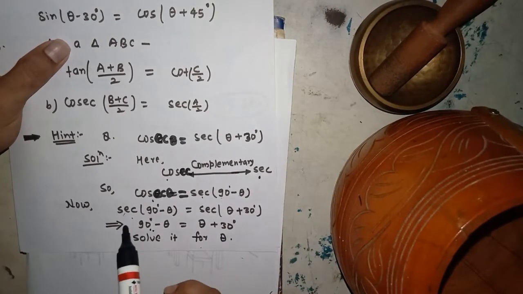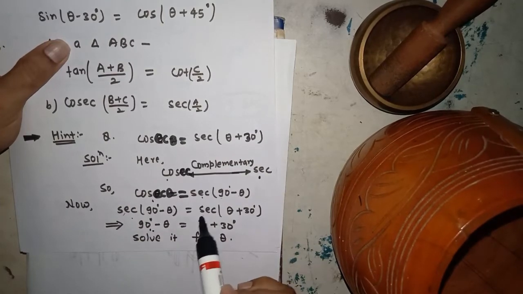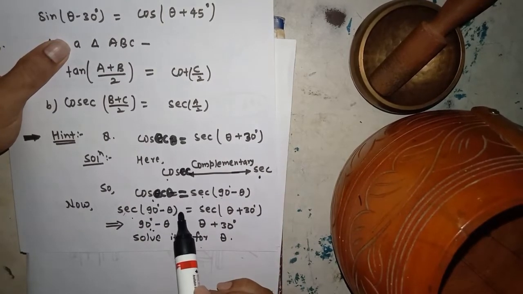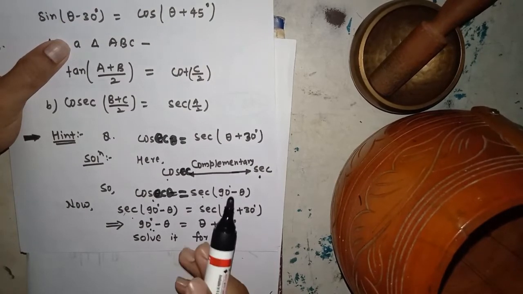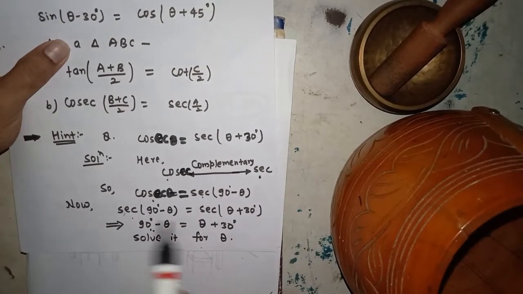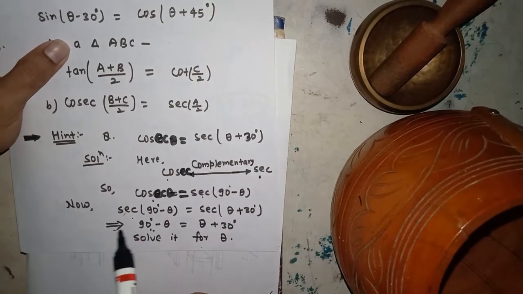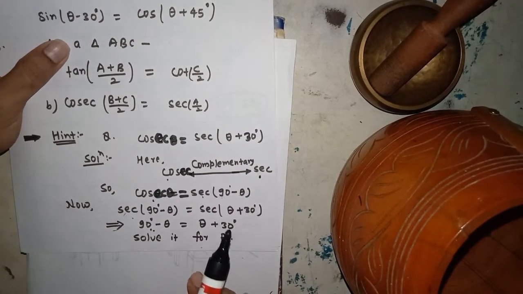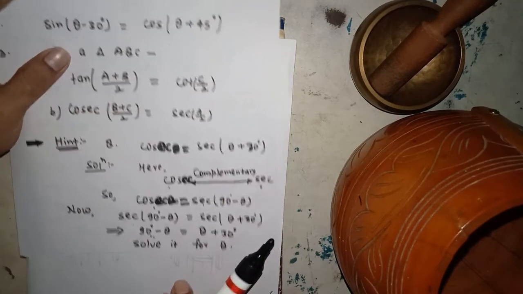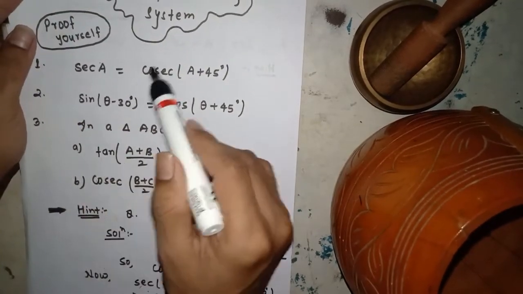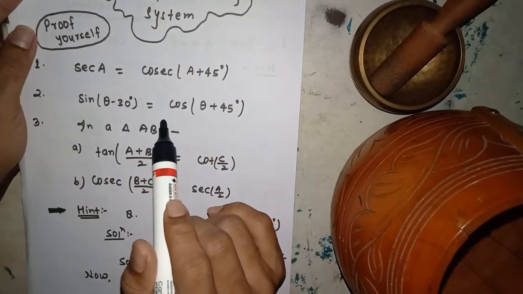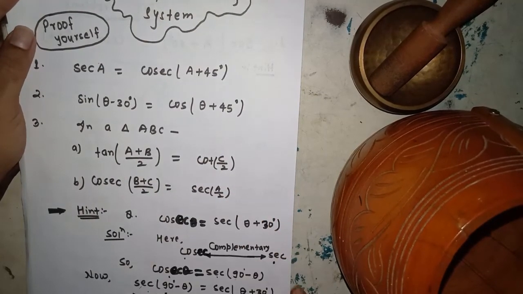Take caution here that you don't have to cancel out the sec, because it is a symbol and cannot be cut. But by common sense we can say if it gives a ratio and the other also gives a ratio and they are equal, that means their angles are also equal. That's why we are taking, by implied sign, 90 minus theta is equal to theta plus 30 degree. Now it is a simple algebraic equation. You can solve it for theta and get the answer. In a similar way, we can solve these kinds of problems in your notebook.